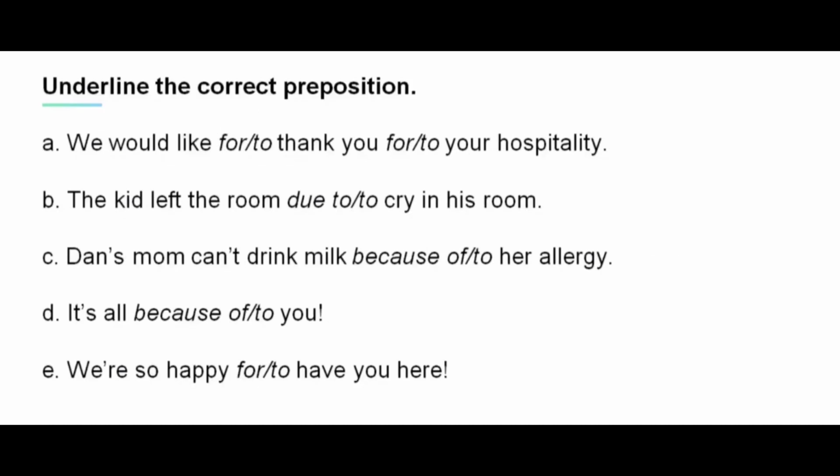Now, time for you to practice on your own. Read the following sentences and underline the correct preposition. A. We would like for or to thank you for or to your hospitality.